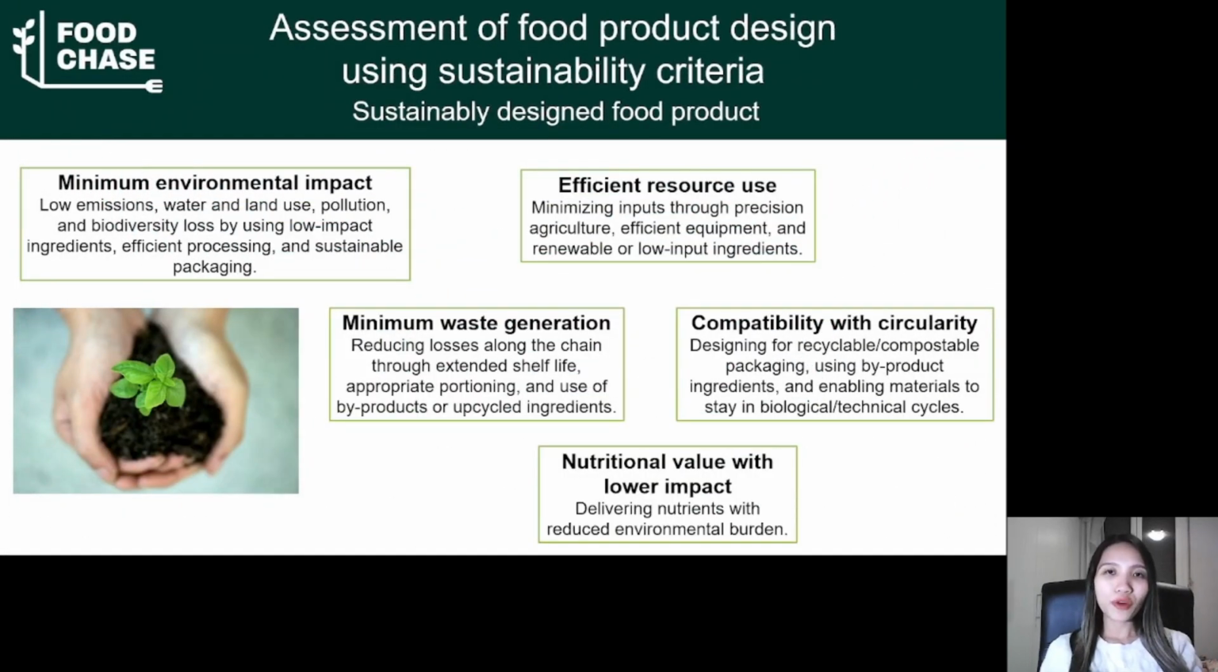What kind of food product can be considered sustainable? It should have this characteristic including minimum environmental impact. So the producer should prefer low impact ingredients, efficient processing, and sustainable packaging. Efficient resource use means minimizing input through precision agriculture, efficient equipment, and renewable or low input ingredient. Minimum waste generation means reducing loss along the chain through extended shelf life, appropriate portioning, and use of byproduct or upcycled ingredients.